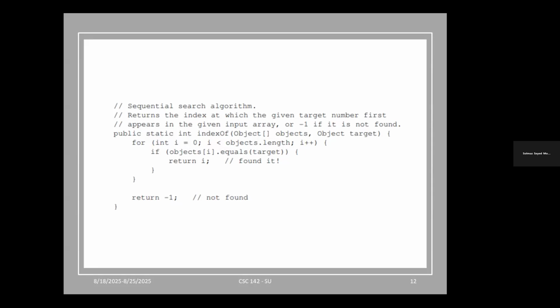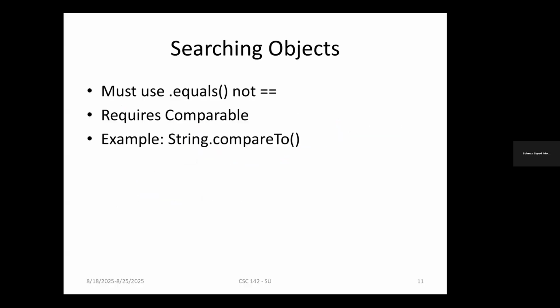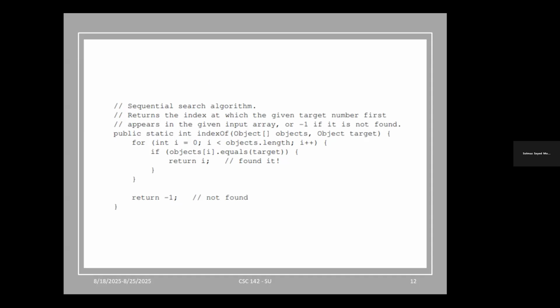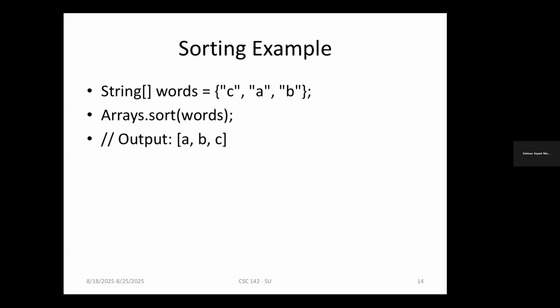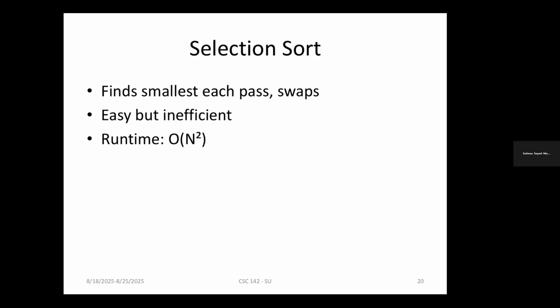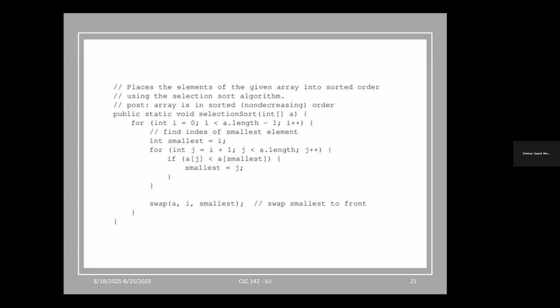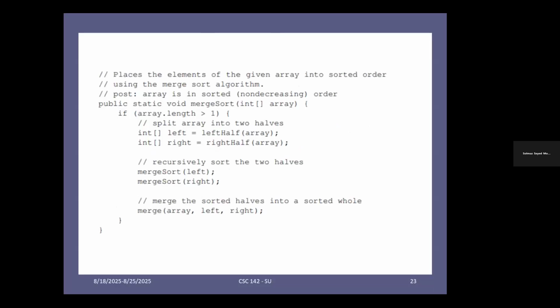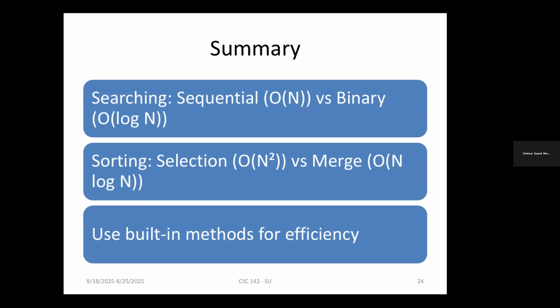For the sequential search algorithm in Java, we have other options you can use. If object index i dot equals, that's a method you can use in Java. That's a simple way if you want it. In summary, for sequential search we have runtime O(n), and for binary search we have O(log n).